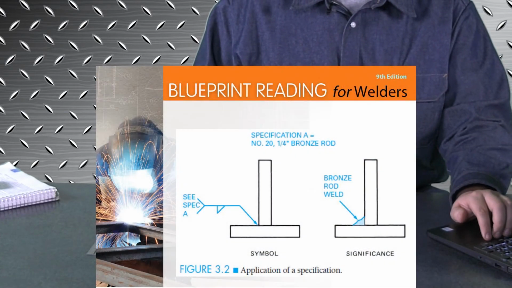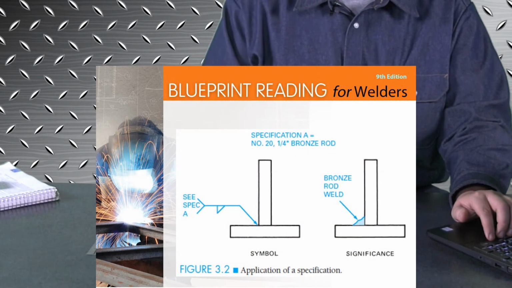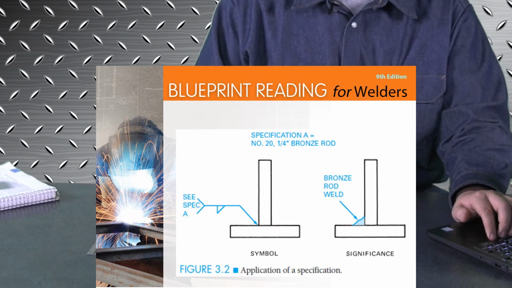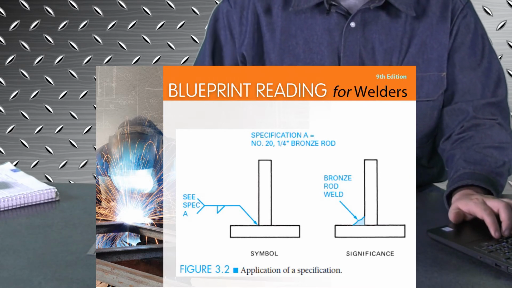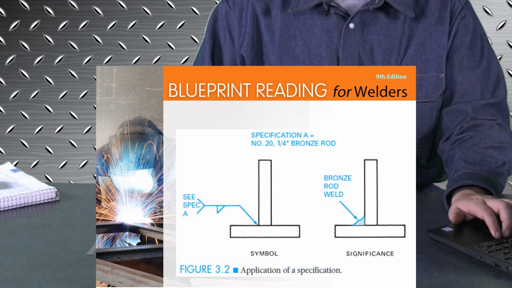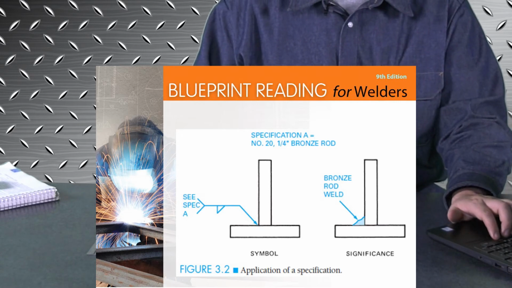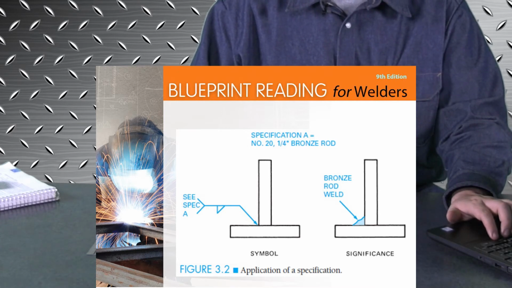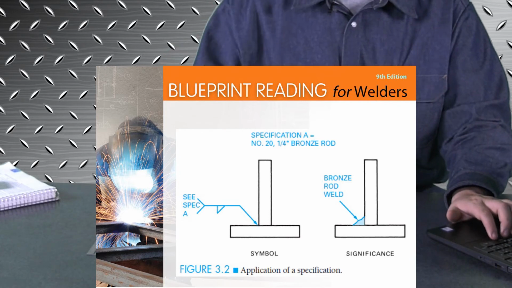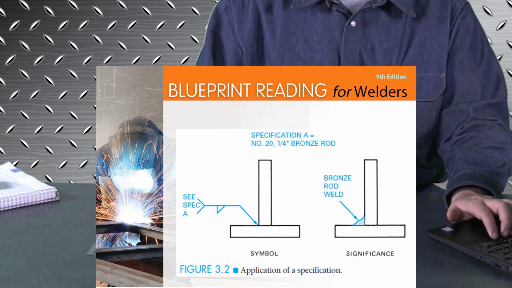On this slide, you can see an example where we've got our welding symbol and it's got an arrow pointing down to a T-joint. Right there in the corner of that T-joint, it wants you to put a fillet weld. And in the tail of that welding symbol, it says C-Spec A. At the top of the print, it says specification A. It wants a number 20 1/4-inch bronze rod. So this is going to be a brazing process, and you're going to use that bronze rod to make that fillet weld in that location.